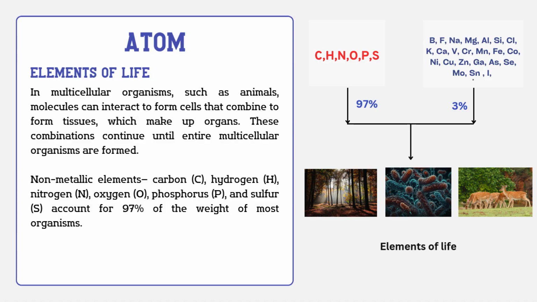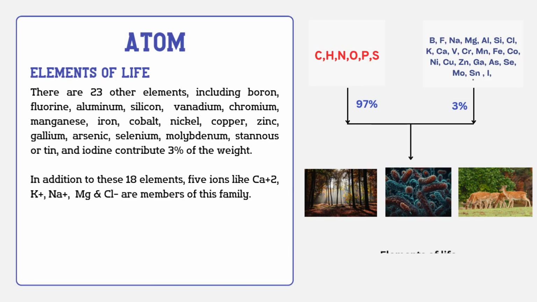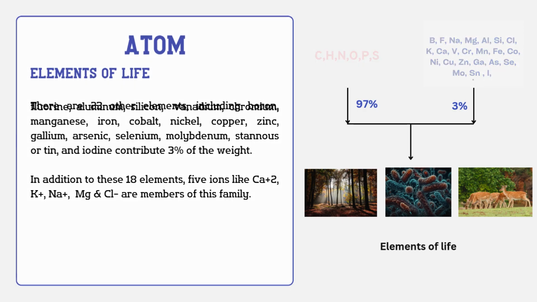Non-metallic elements, carbon, hydrogen, nitrogen, oxygen, phosphorus, and sulfur account for 97% of the weight of most organisms. There are 23 other elements, including boron, fluorine, aluminum, silicon, vanadium, chromium, manganese, iron, cobalt, nickel, copper, zinc, gallium, arsenic, selenium, molybdenum, stannous or tin, and iodine contribute 3% of the weight. In addition to these 18 elements, 5 ions like calcium, potassium, sodium, magnesium and chloride are members of this family.